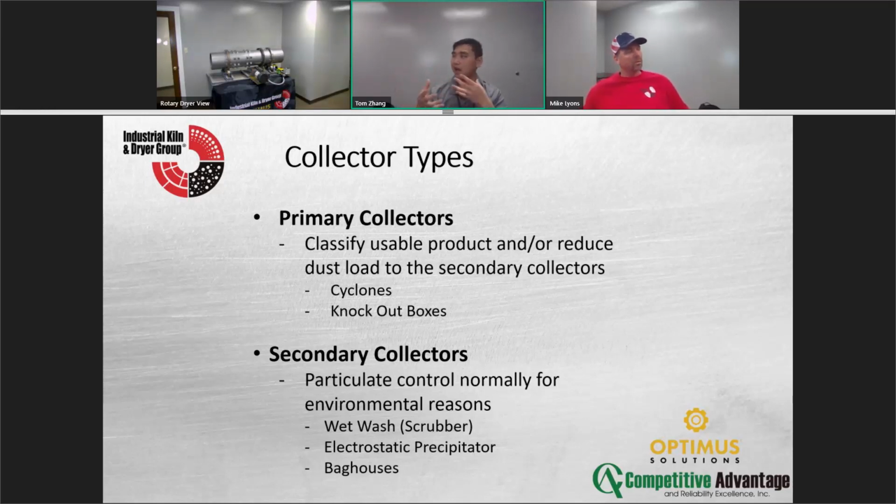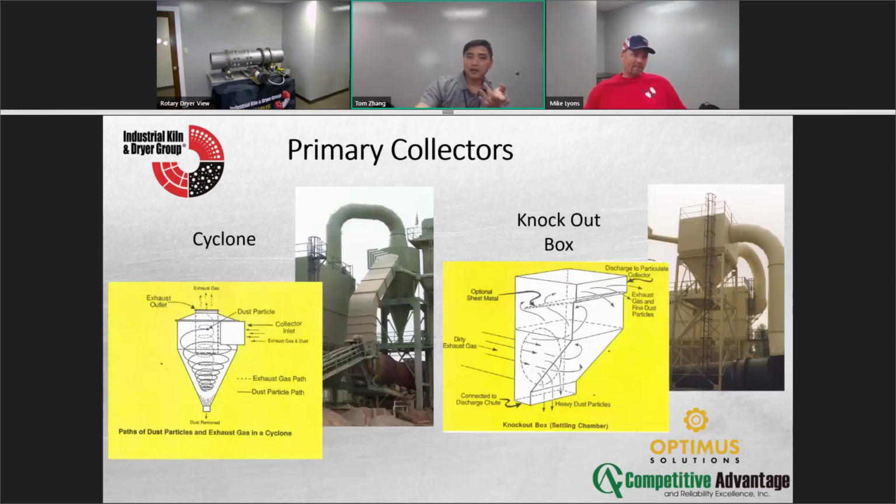And then your secondary are kind of like your fine powdery 200 mesh or whatever. This is more for environmental. Fines, yeah, fines. So something like that. So, cyclones and knockout boxes. Cyclone, this is actually the inspiration for all the Dyson vacuums. That's what that dude saw.